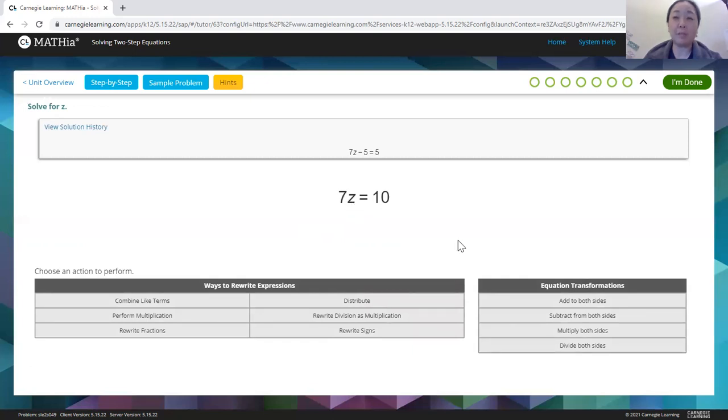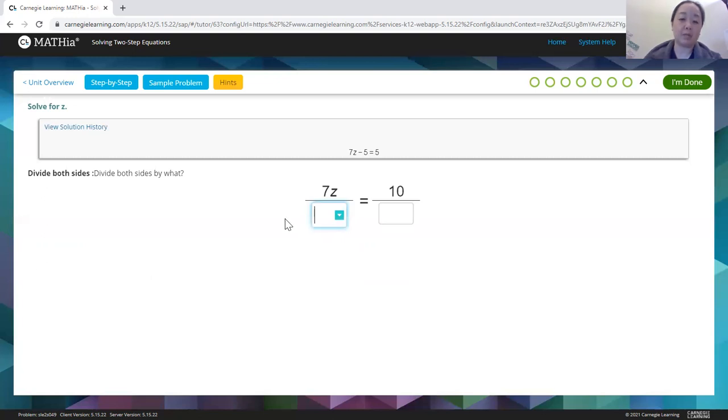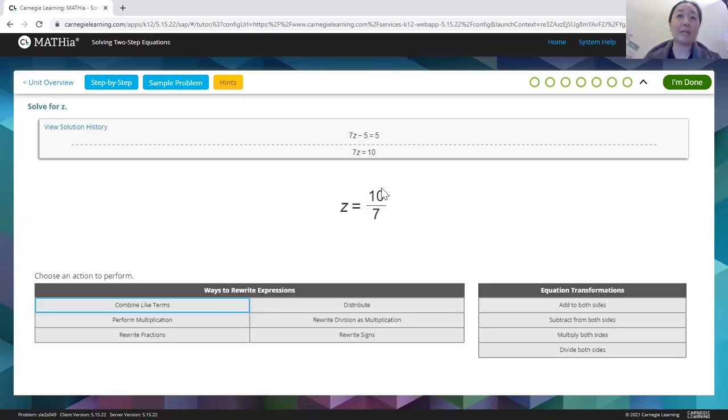And remember that is multiplying. So we're going to do the opposite of that, which is dividing. So you want to divide by 7 on both sides. Press enter. I always forget to press enter. All right, we cannot simplify this anymore. So I'm just going to say I'm done.